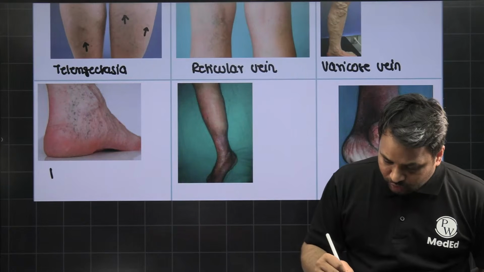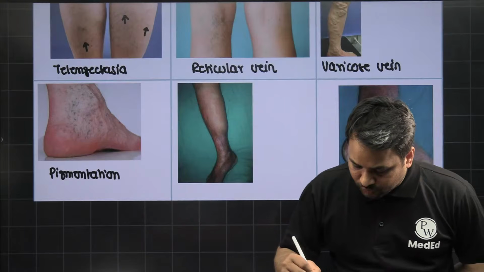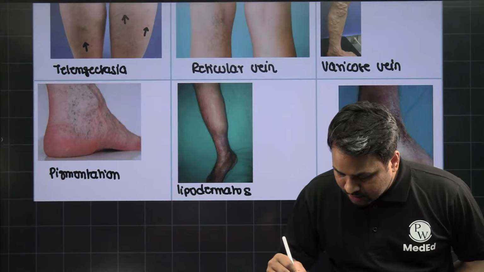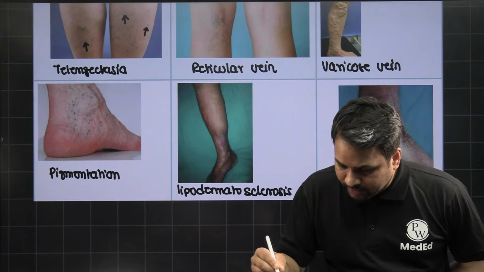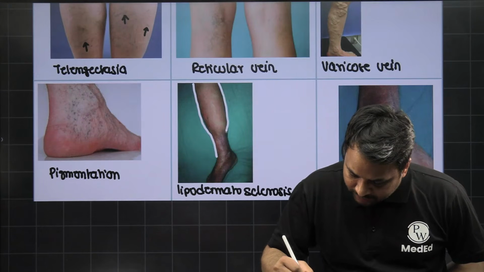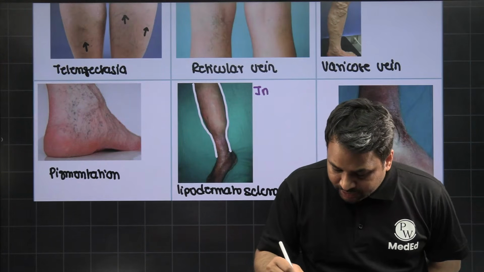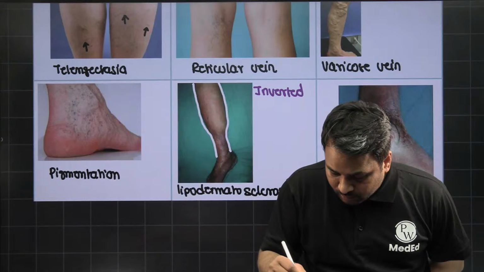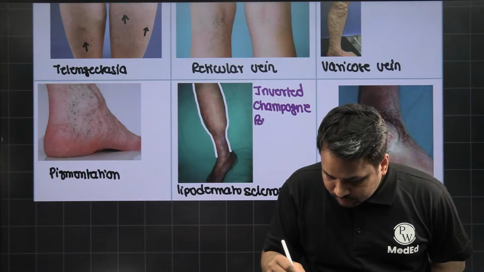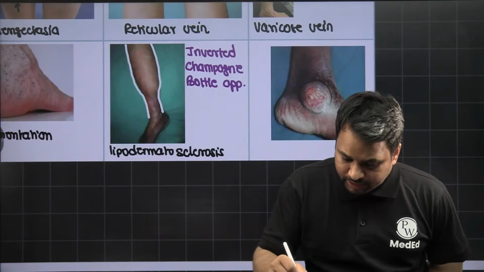This is the image for pigmentation. This is the image for lipodermatosclerosis. Now, when you look at the limb, it appears like an inverted champagne bottle. It occurs at the level of the ankle. It looks like a bottle of champagne which is put inverted. So, it's called the inverted champagne bottle appearance.